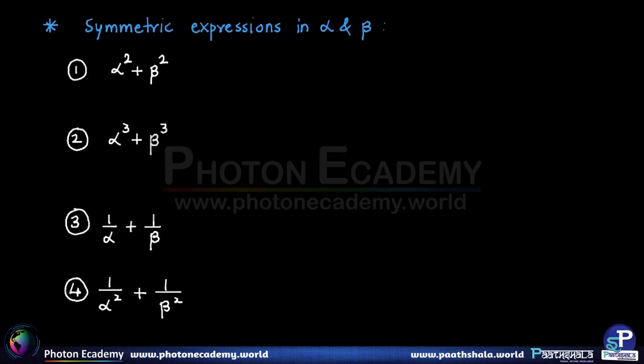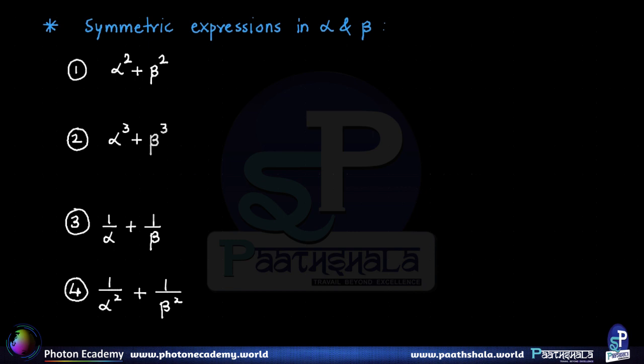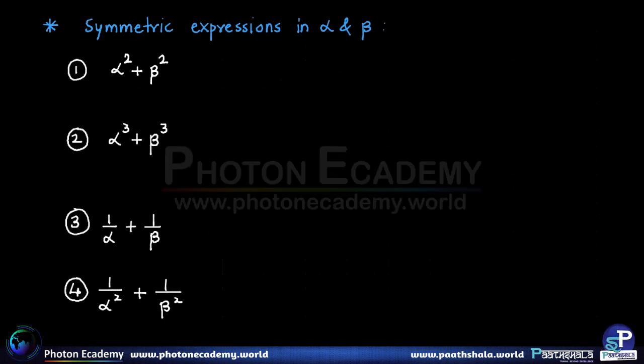Now moving on, we will see how to evaluate some expressions which are symmetric in alpha and beta. By symmetric we mean even if you interchange alpha and beta, the overall expression remains the same. So here are some examples. The intention here is to express these particular expressions in terms of the sum and product of alpha and beta, as we have seen previously.